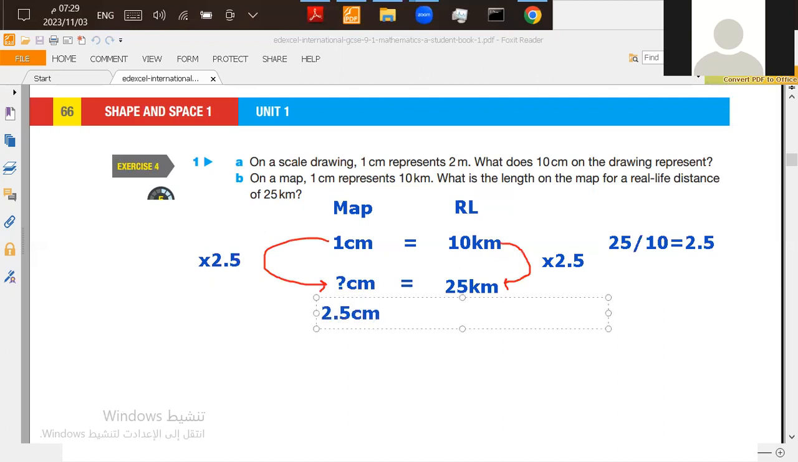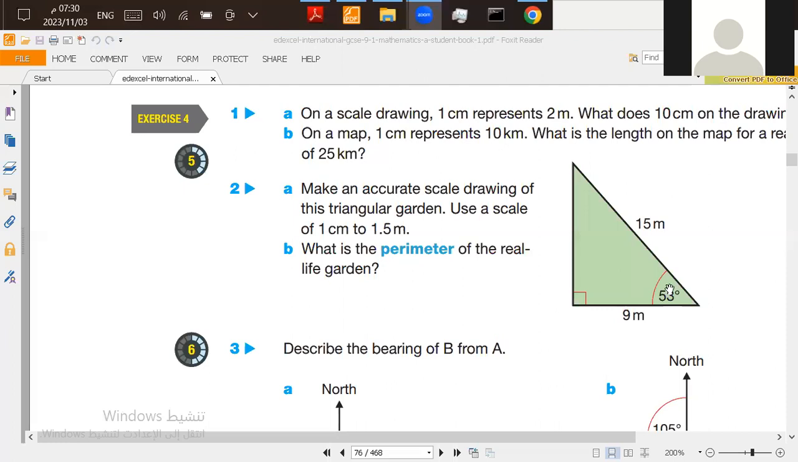So the whole idea is finding the constant of proportionality. How did the 10 become 25? And how do we find it? By dividing 25 over 10. When we divided, I got 2.5. It means when I multiply 10 by 2.5, I get 25. So I'm going to do the same idea here by multiplying 1 by 2.5, and I got 2.5. And this is the idea of this question. Okay? Question 1 is done.